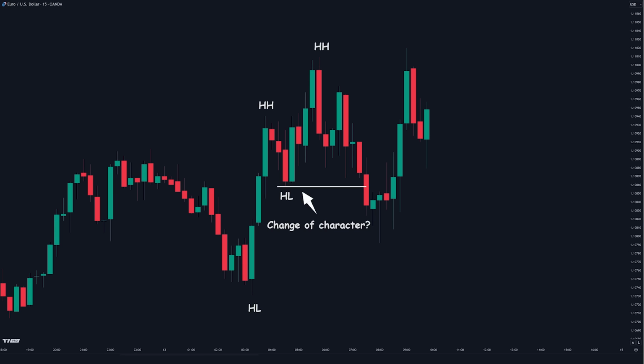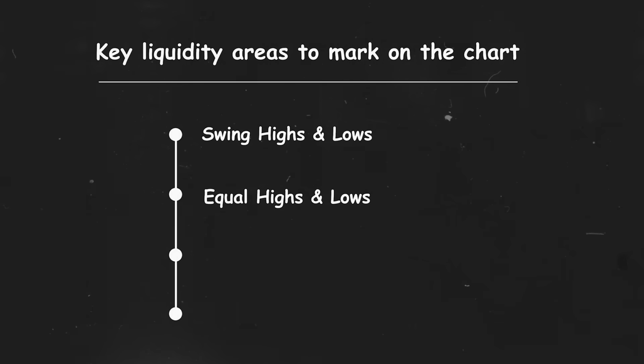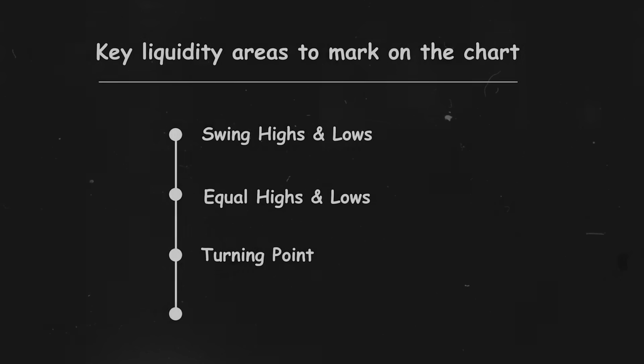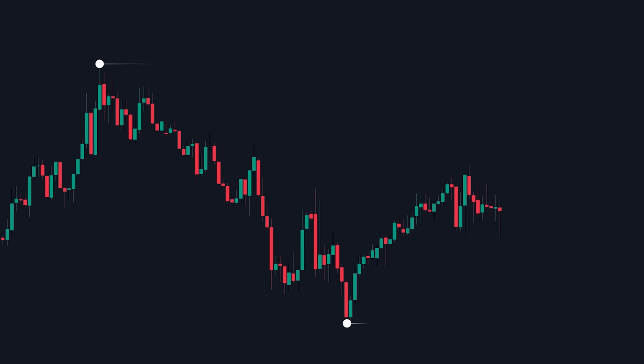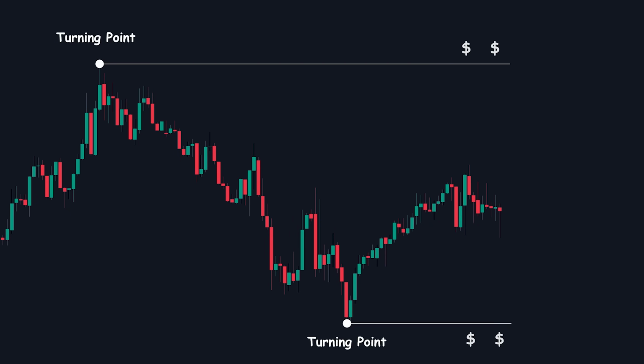Sometimes, market structure levels become less significant when combined with liquidity concepts. Liquidity and market structure are inseparable in smart money trading. Let's talk about the next key liquidity zone: turning points. Turning points are areas on the chart where the price shifts direction after a long-term trend.